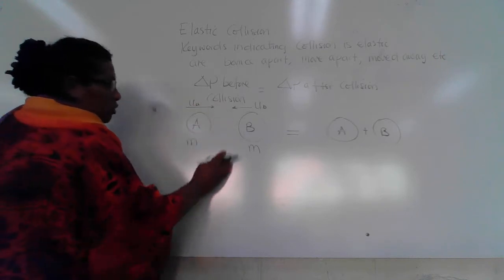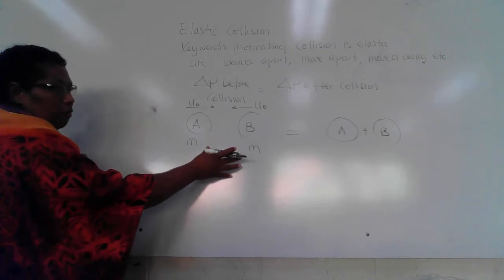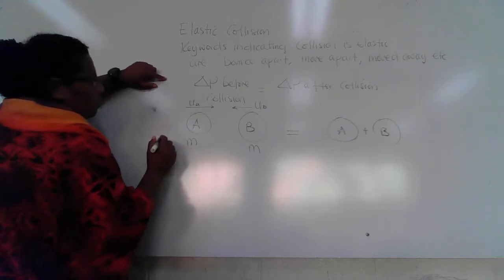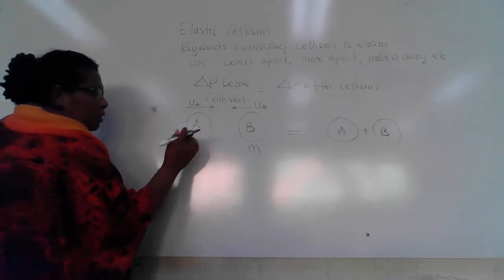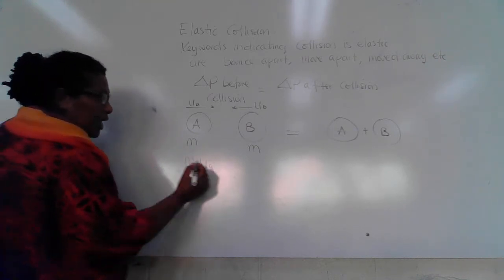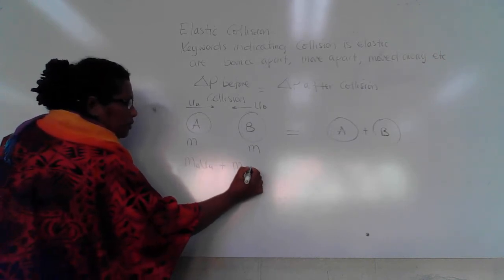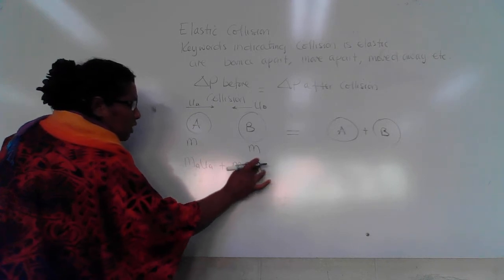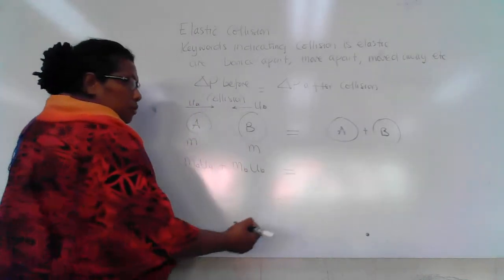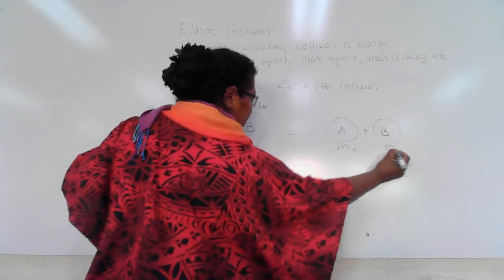And so the total momentum before collision will be the sum of their momenta. Since momentum is equal to mass times velocity, the momentum before will be the mass of object A times the initial velocity of object A, plus the mass of object B times the initial velocity of object B. And that should equal, here we still have their masses, mA, mB.